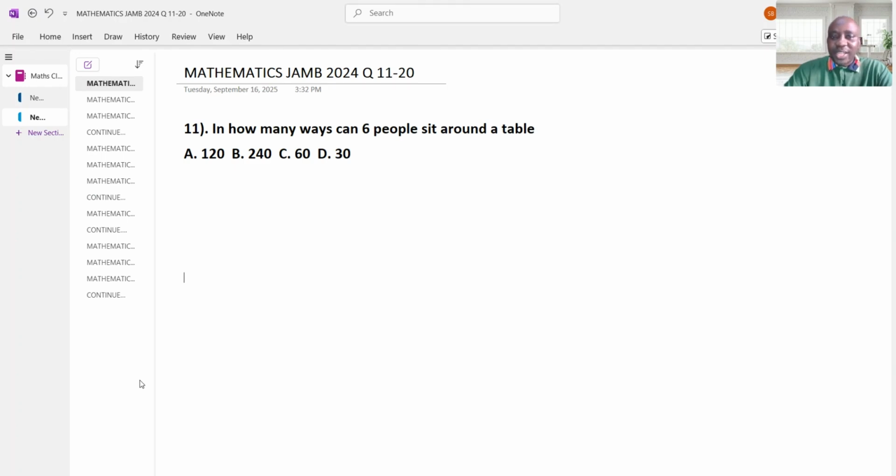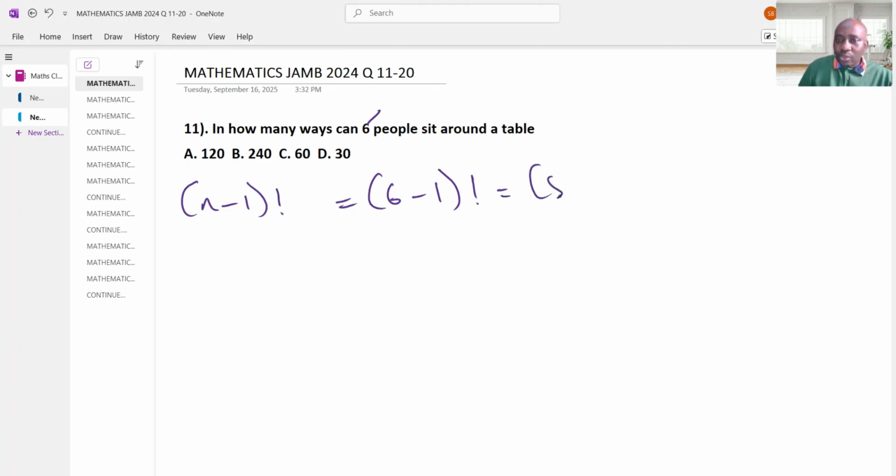How many ways can 6 people sit around a table? Whenever you see a question that says sit around a table, it means that we are going to use this formula to solve the question: (n minus 1) factorial. This n represents the number of people mentioned in the question. So we are going to say (6 minus 1) factorial. 6 minus 1 is going to give us 5.